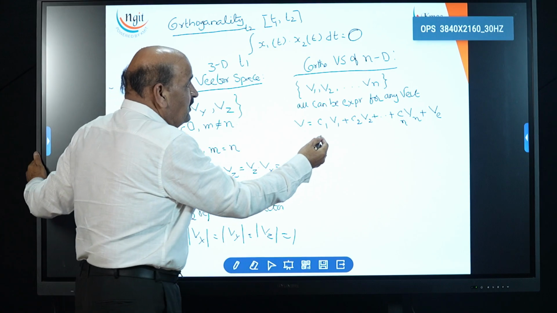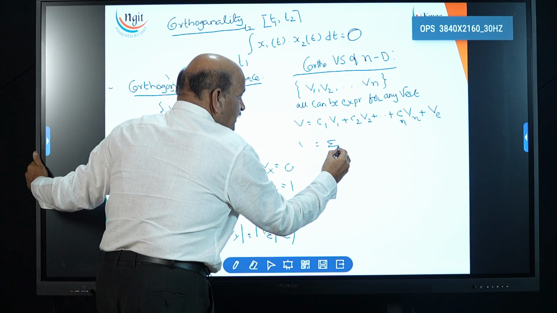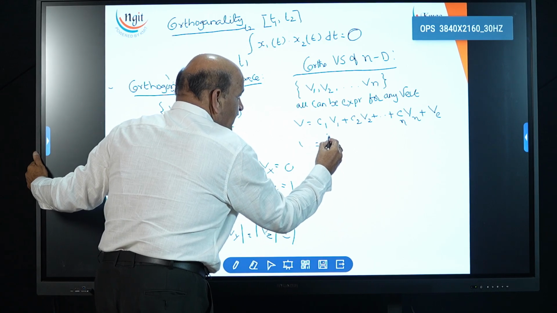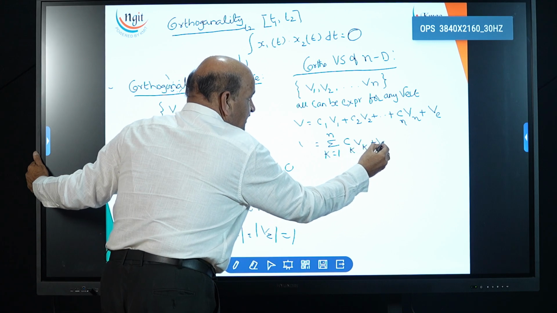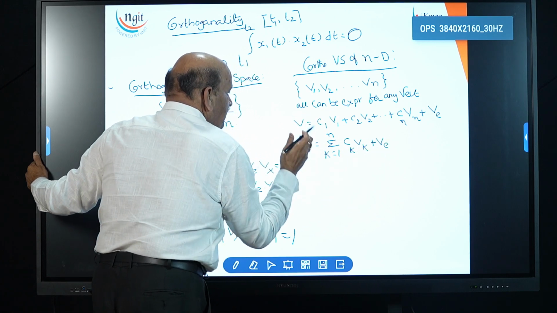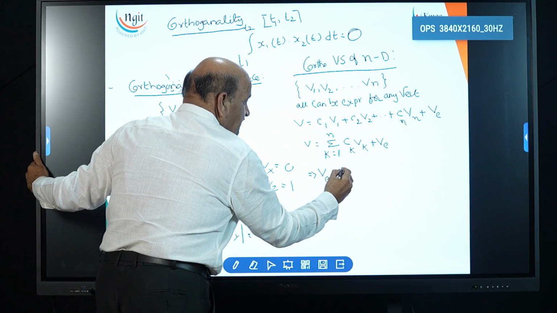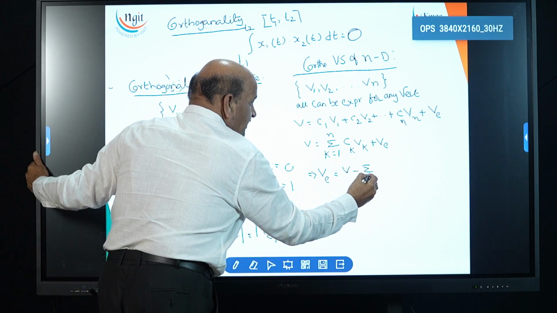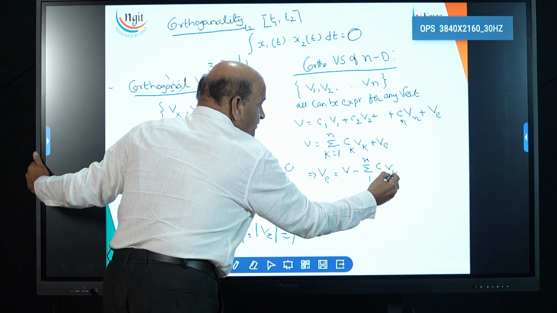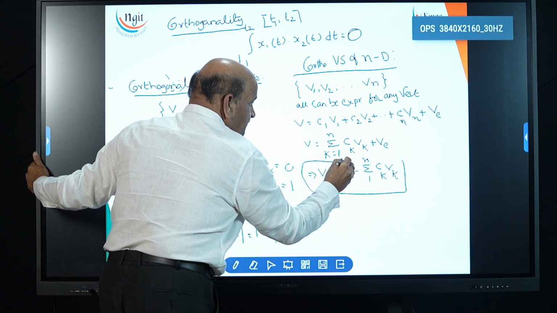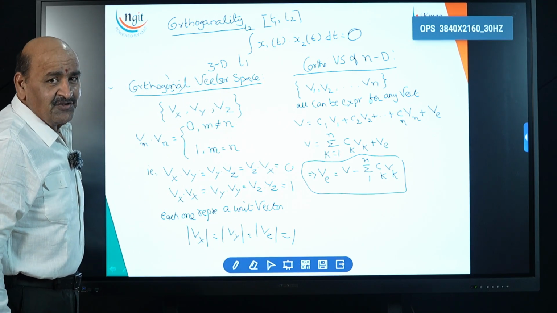Here also you can make it, for example, v equal to sigma k equal to 1 to n ck vk plus ve. Simply you can write like this. This is v. This implies that the error can be written as v minus sigma k equal to 1 to n of ck vk. Now just look at this, this is the orthogonal representation of an n-dimensional vector space.